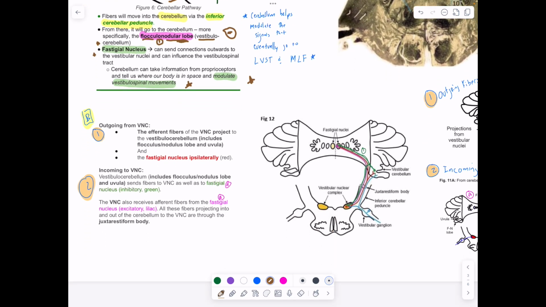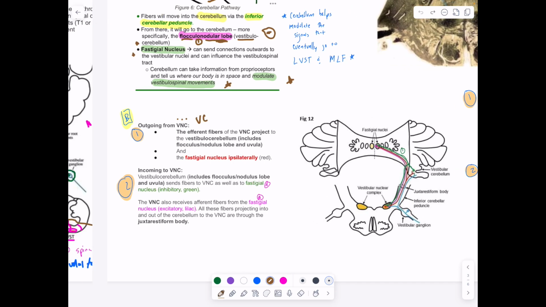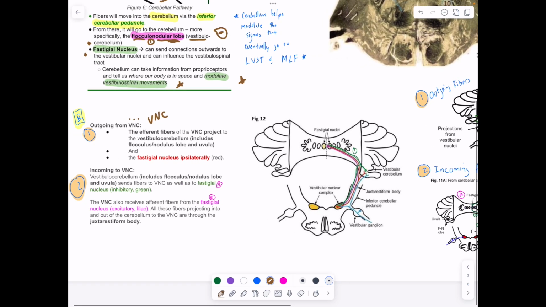Okay, more detail on that from our lecture. Outgoing from the vestibular nuclear complex, you have your efferent fibers going to the vestibulocerebellum. That's our first target, and that includes the flocculus and nodulus, as well as the uvula. And then the second target is the fastigial nucleus ipsilaterally. Okay, so let's just take a look at that.